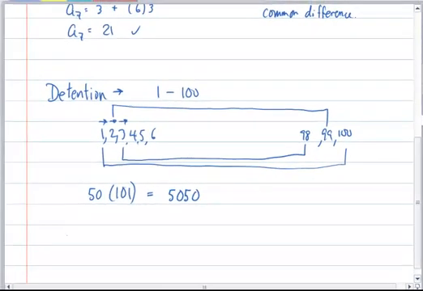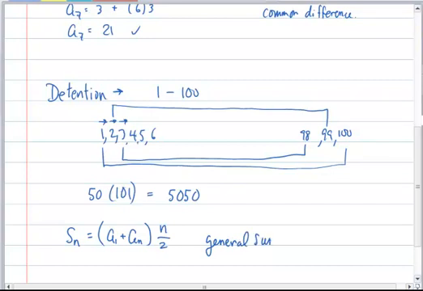So we have a summation formula, trying to generalize that. If we add the first and the last, and we multiply that by the number of terms divided by 2, we have the general sum formula for an arithmetic sequence.